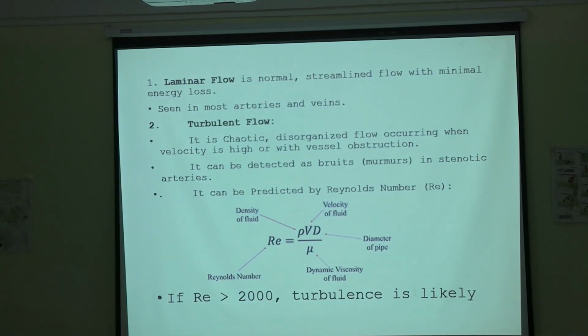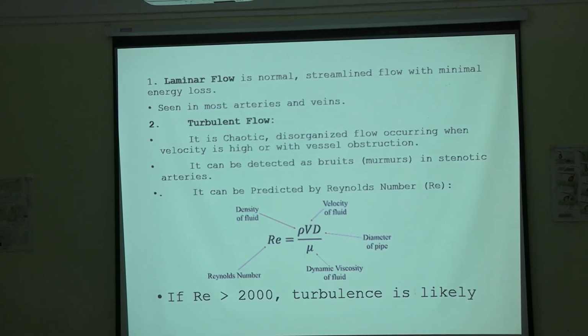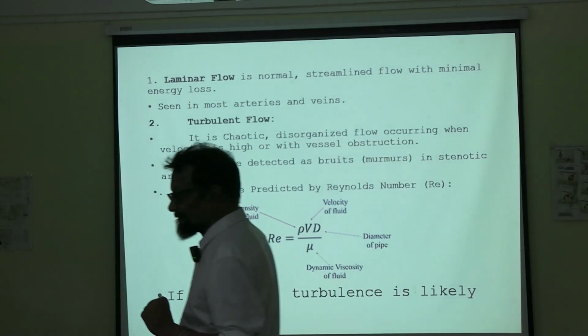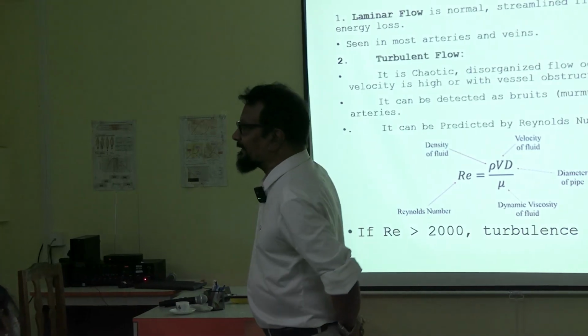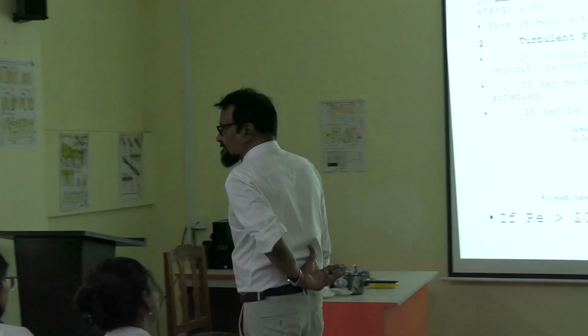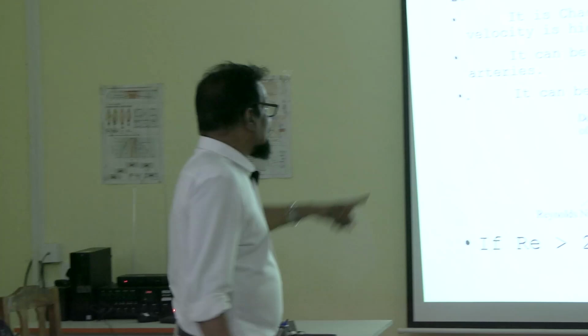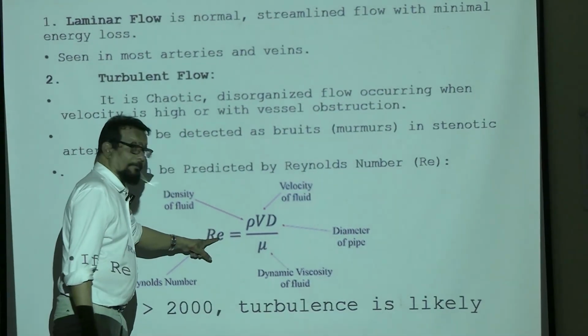Whether blood flow will be turbulent or not, you can determine it by calculating a number. This number is called the Reynolds number. What is this number? Reynolds number. How can you calculate it? Using this formula.